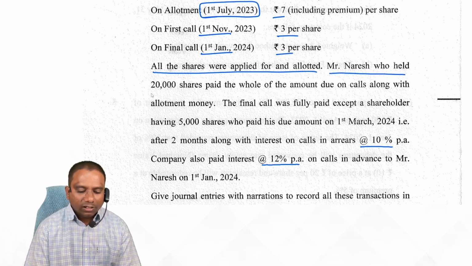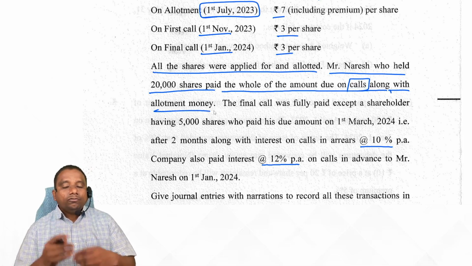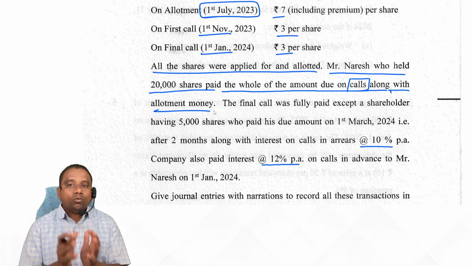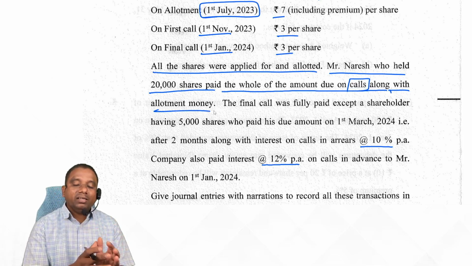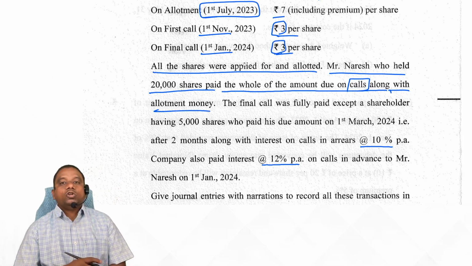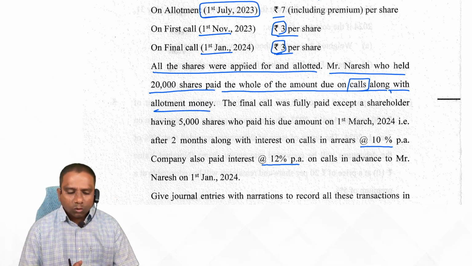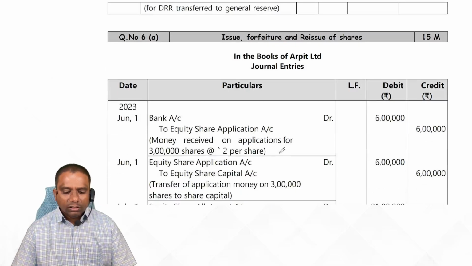Mr. Naresh, who held 20,000 shares, paid the whole amount due on calls along with allotment money. At the time of allotment money itself, one customer, Mr. Naresh, has paid remaining two calls. What is the remaining two calls amount? 3 rupees plus 3 rupees. Total 6 rupees on 20,000 shares. Okay, first we look the entries.